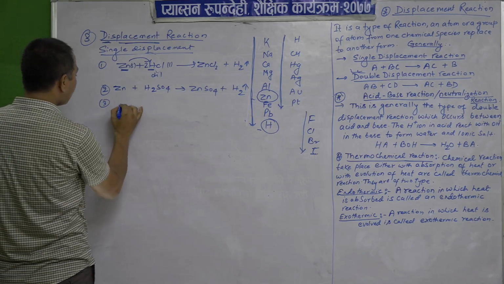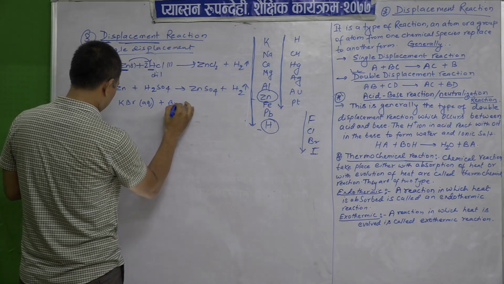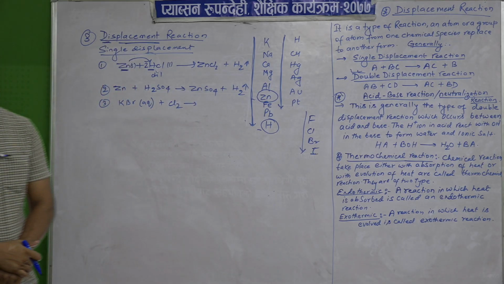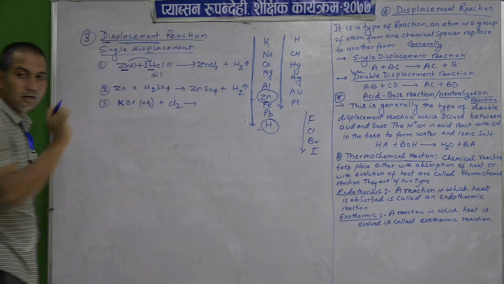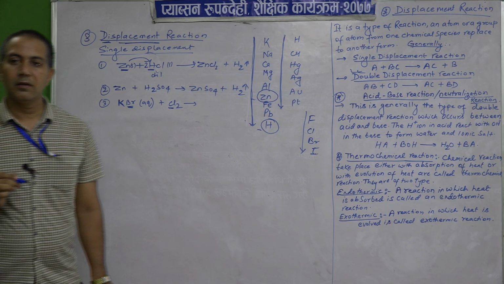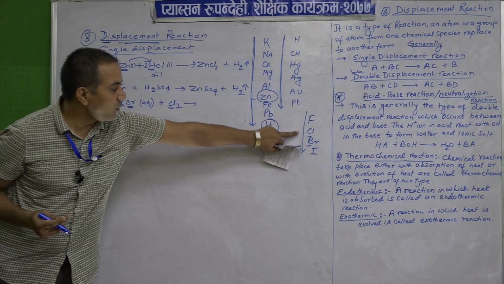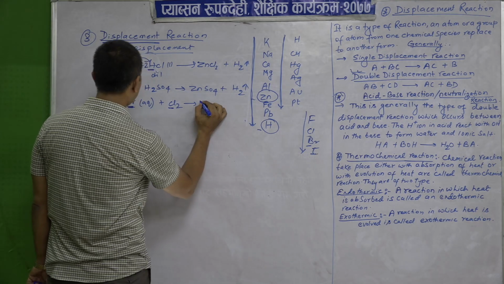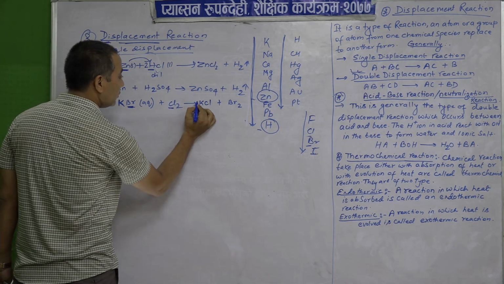So the third one, potassium bromide aqueous plus chlorine. Now what will happen? Let's see. Potassium is highly reactive, isn't it? And among bromine and chlorine, let's see which one is more reactive. Chlorine is more reactive than bromine. Therefore, chlorine will replace the bromine. That means KCl plus Br2, diatomic. That means 2.